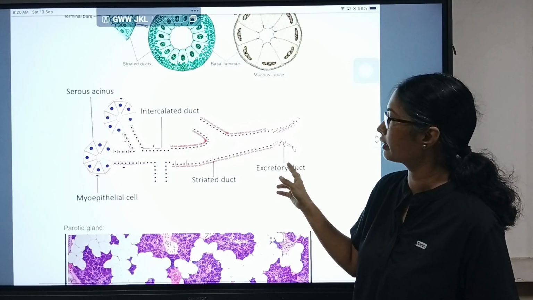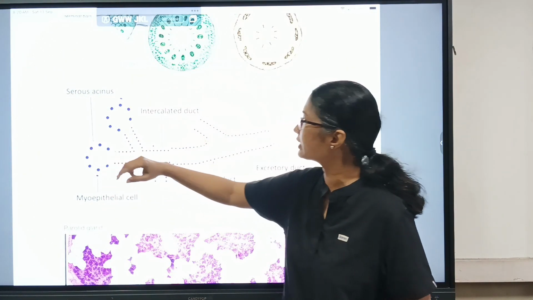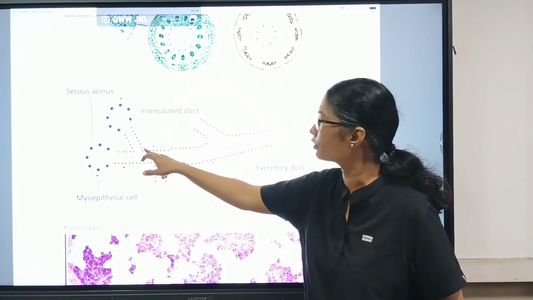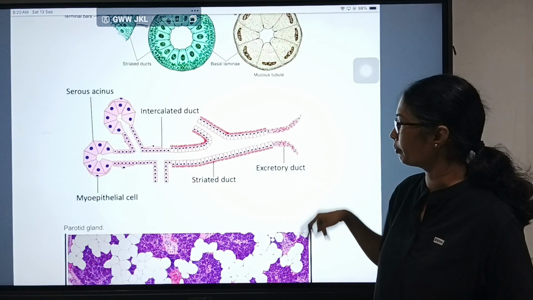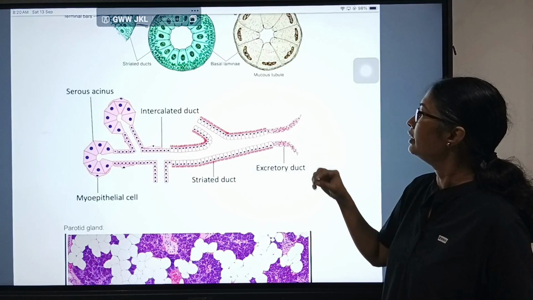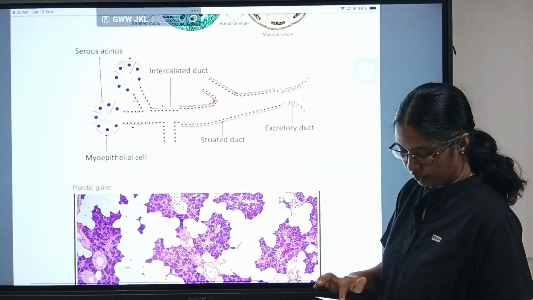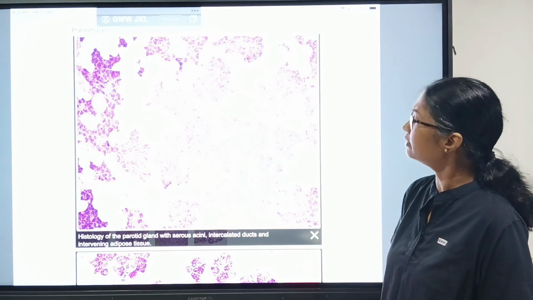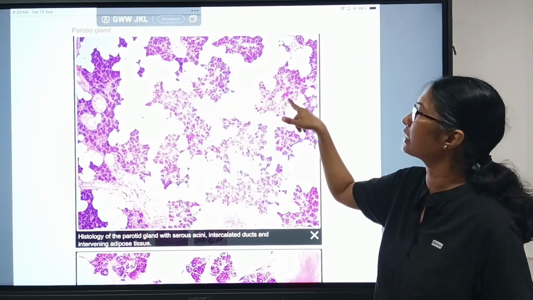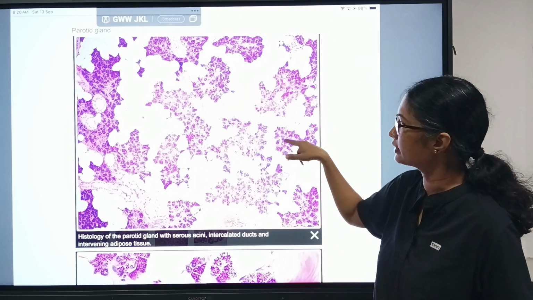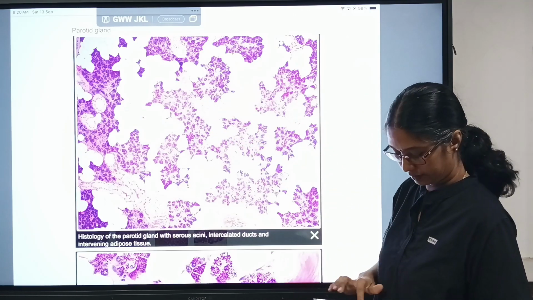So this is a more detailed schematic representation. The myoepithelial cell, the serous acinar cells, and the intercalated ducts are cuboidal, whereas the striated ducts are tall columnar, and the excretory duct will be in a squamous epithelial arrangement. The excretory duct will be like this. As I said, the parotid gland has serous cells. So serous acinar cells with the zymogen granules will appear like this, and these are the cuboidal ducts.